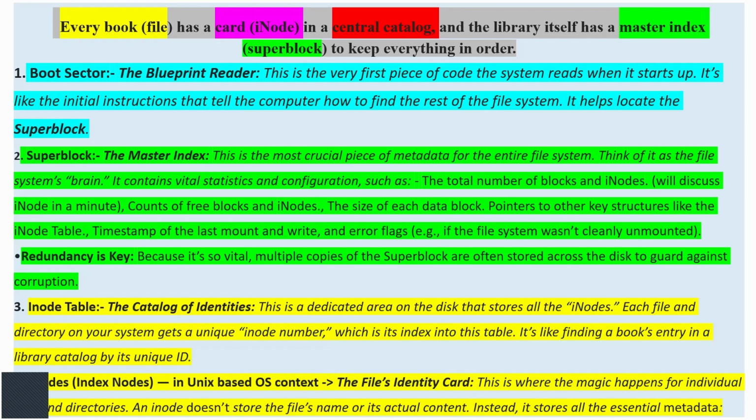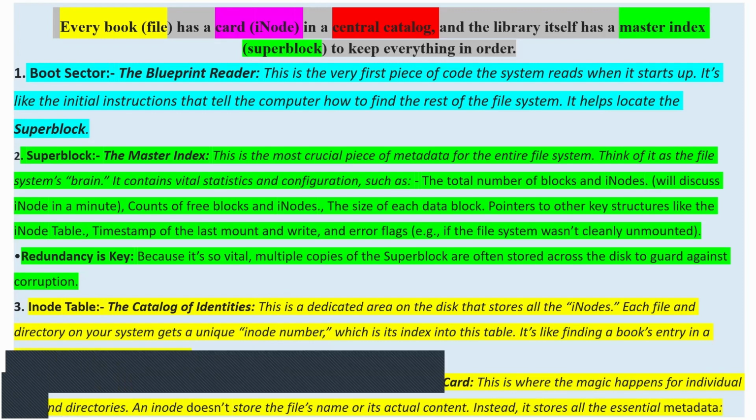Now, the inode table is actually the catalog of identities. This is a dedicated area on the disk that stores all the inodes. Each file and directory on the system gets a unique inode number. Each and every file stored on the disk will have a unique inode number, which is indexed into this table, that is the index value, right? So it's like finding a book's entry in a library catalog by its unique ID. That is simply the inode table we have.